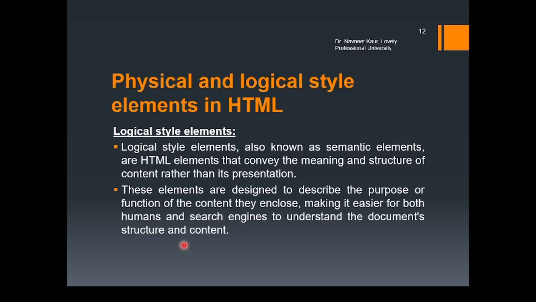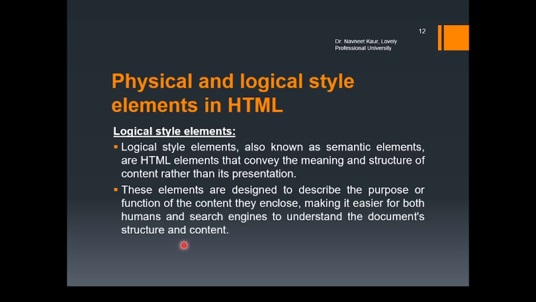The main point is that in physical style elements, we focus more upon their visual appearance. Whatever tag we use, we already know how the text is going to look. For example, we use B, it means that it's going to look bold. We use U, it means that it's going to look underlined. If we use I, it means that it is going to look italicized. So here that is not the case.